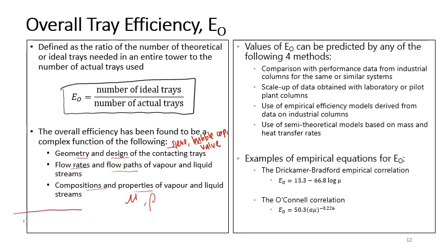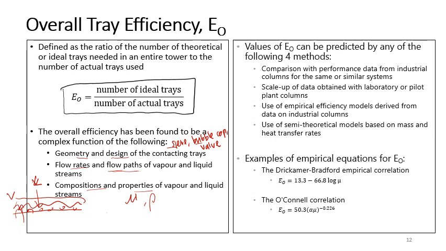have different mechanisms of how the vapor and liquid flow through the trays, because essentially the trays are just some place to facilitate the mixing between the liquid and vapor phases. So different flow paths and also the flow rates of liquid and vapor will affect the tray efficiency.